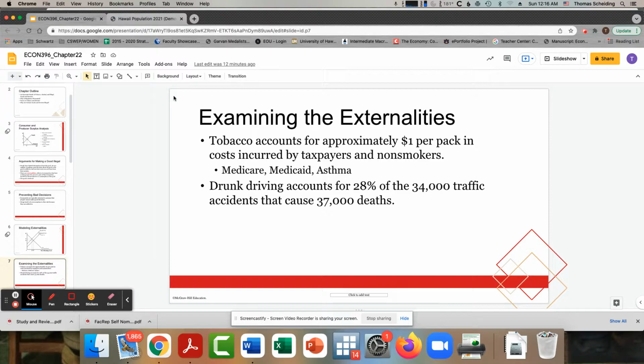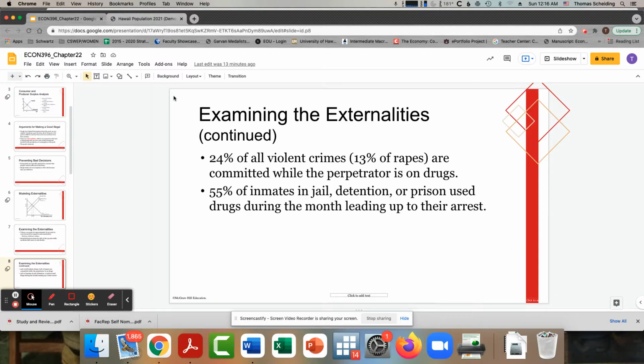Drunk driving, huge externalities. Look at that, 37,000 deaths, huge amount. So in some sense, the act itself is illegal, but you also have excise taxes on alcohol. And then we obviously know that people who are on drugs or people on alcohol commit crimes against others.